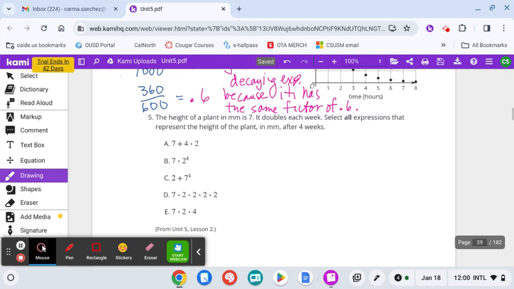The height of a plant is 7, so I'm looking at all the answer choices that begin with 7. So it could be A, B, D, or E. And then we're going to select all the expressions that represent the height after 4 weeks if it's doubling each week. So in order to double, it needs to be a times 2, not an add. And times 2 repeatedly for 4 weeks. Yes, it's also that one, but not times 2 times 4. No. So B and D.